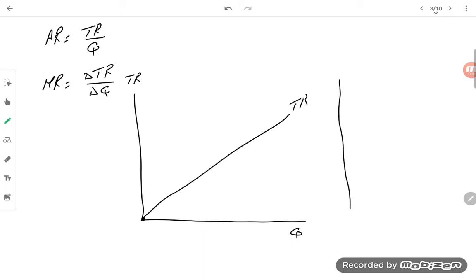While with respect to marginal revenue, it is parallel to the x-axis. This is the quantity and this is marginal revenue. So it's constant, as marginal revenue in this case is going to be equivalent to the price of the commodity. So marginal revenue in case of perfect competition is equivalent to price.